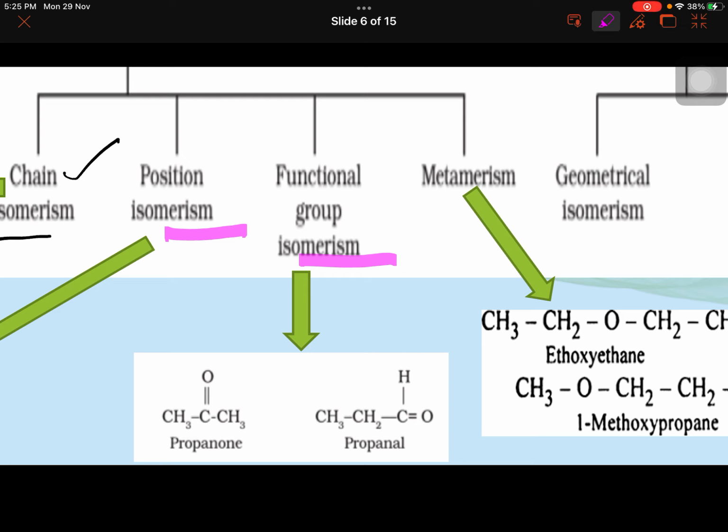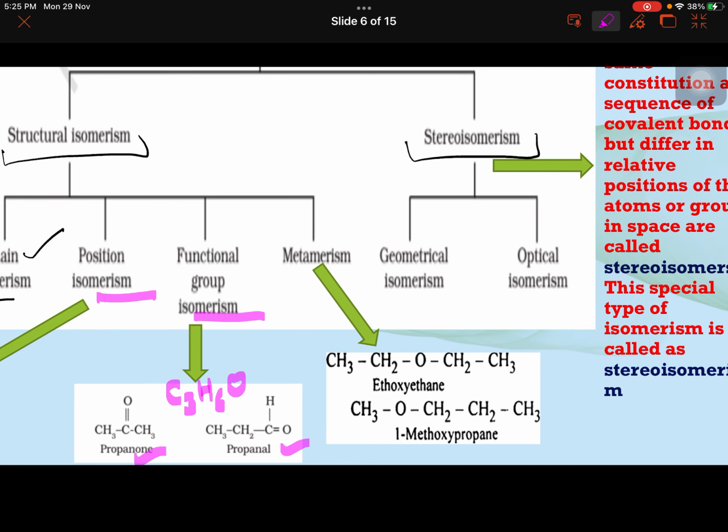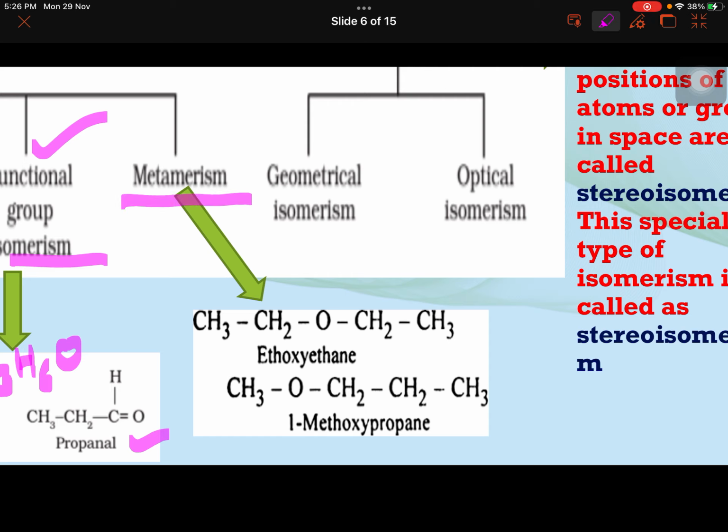Then you have functional group isomerism, like propanal and propanone, aldehyde and ketone. If you see their formula, 3 carbons, H6O, they have this molecular formula, both of them. But one is an aldehyde and one is a ketone. So they have different functional groups. That's why it is functional isomerism. The last in the structural isomers is metamerism.